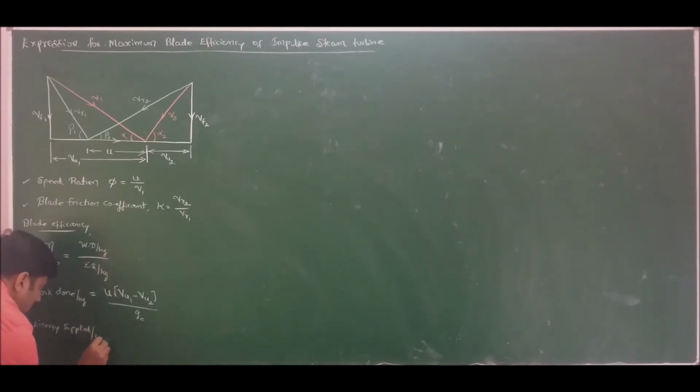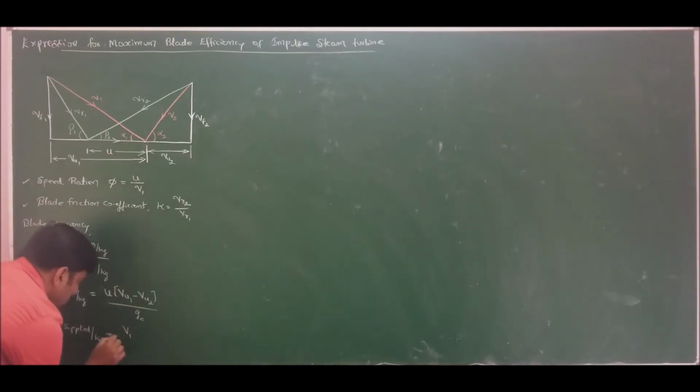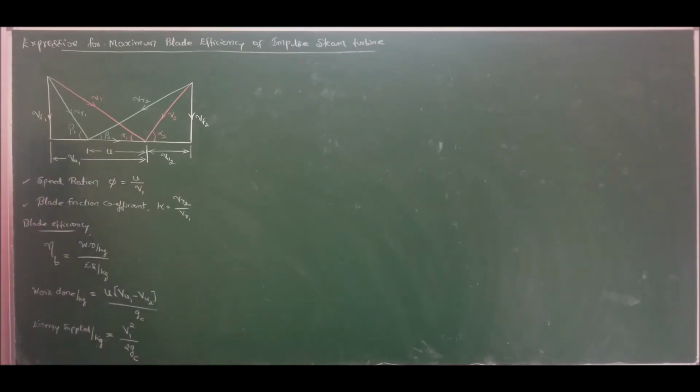per kg is as follows. We observe a pressure drop only in the stator, that is, in the nozzle, so the kinetic energy of steam is given by half m v square. Per kg, the mass becomes 1, so it is V1 square by 2 Gc. If I divide work done per kg by energy supplied per kg, I will get the blade efficiency for an impulse steam turbine.